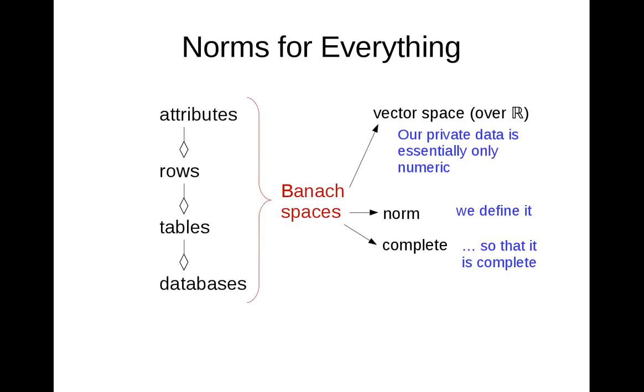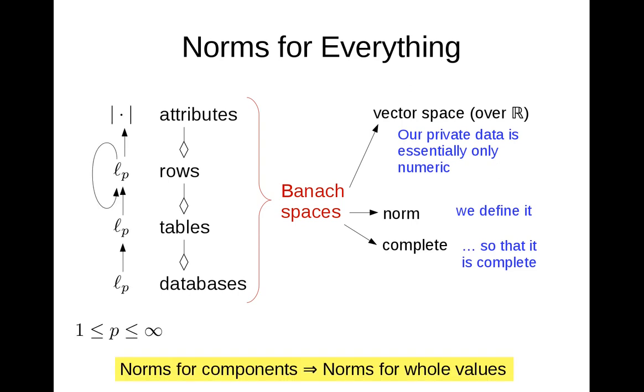In general, we are interested in Banach spaces where the norms are composed from the norms of smaller things. So in general, we have attributes, and the norm of an attribute is just the value of this attribute. The norm of a row we construct as an LP combination of the norms of attributes, or we could also define a norm for a part of a row and a different norm for a different part of a row. And then we could compose them again using some LP construction. And the norm for the whole table somehow comes from the norms of those. And again, it could be defined using different LP norms.